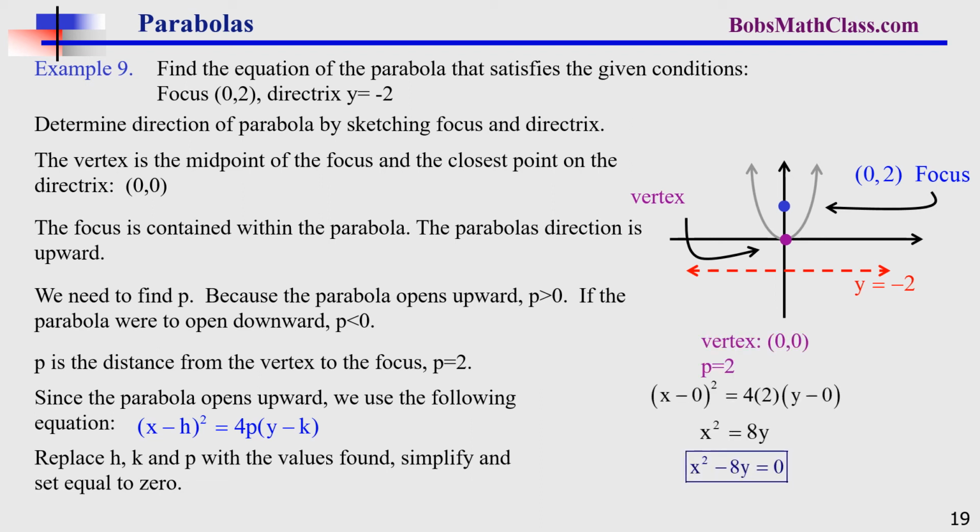Okay, so I just put the answer here: put in 0 for the h, 0 for the k, and 2 for your p. Y minus 0 on the right is just y, x minus 0 is just x, so it's x squared equals 8y. X squared equals 8y, that usually is fine. Sometimes they want the 0 on the right hand side, so you might have to move the 8y over to the left side. Either one is usually fine. X squared equals 8y, or x squared minus 8y equals 0.